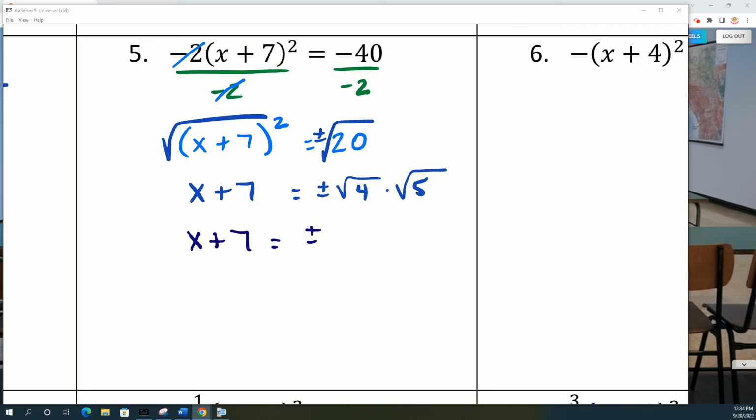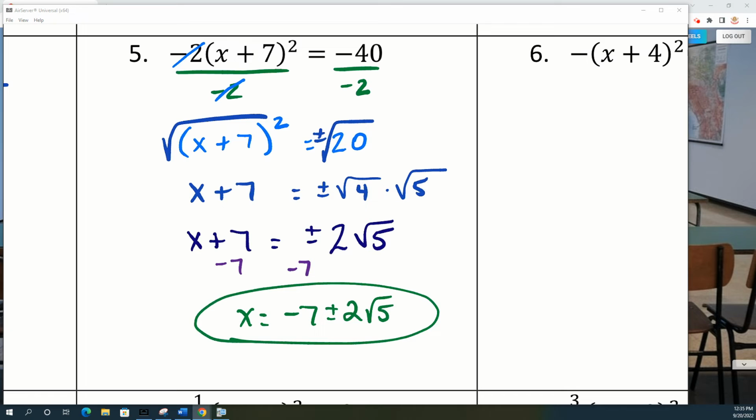Okay. So the square root of 4 is just 2. And then the 5 stays under the square root. And then we'll just move over that 7 by subtracting it. Okay. And those are our answers.